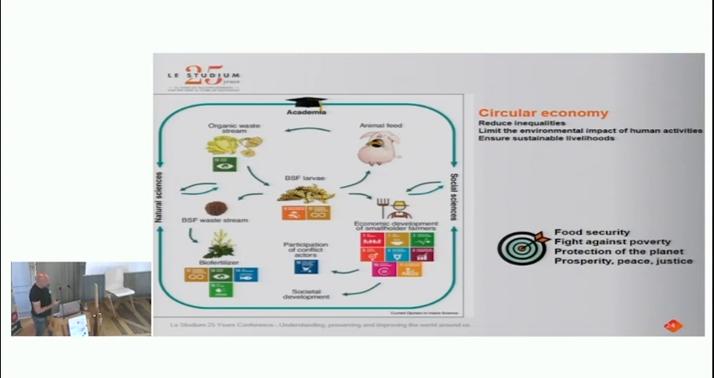So all of this can reduce inequalities, limit the environmental impact of human activities, and ensure sustainable livelihoods by providing food security, fighting against poverty, protecting the planet, and allowing prosperity, peace, and justice. So maybe you have seen in the media that producing insects for food is the new thing, but is it really new?